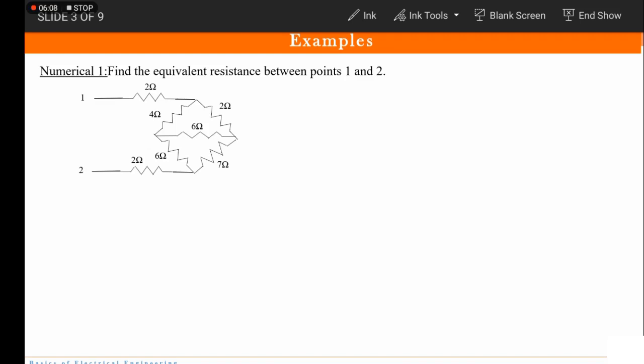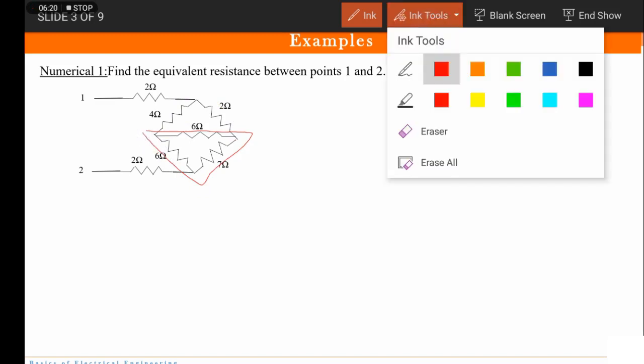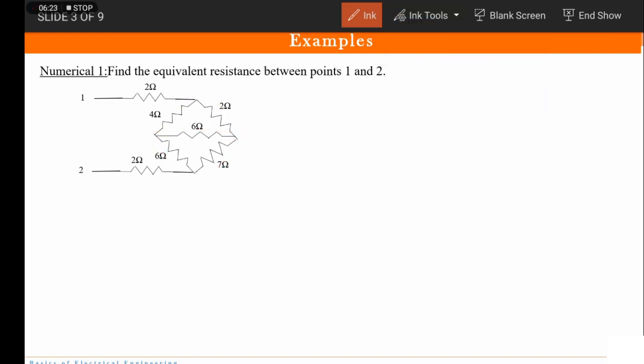So here you have 2 delta connections. Fine. So one delta connection is this. Okay. And another delta connection is this. So now it depends on you which you want to convert. Okay. I will take this one. So first let us convert this 4 ohms, 2 ohms and 6 ohms connected together in delta fashion, which will get converted in this way. Fine. So this was 4, 2 and 6.